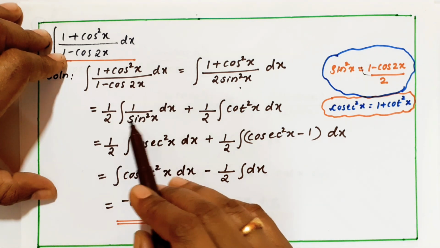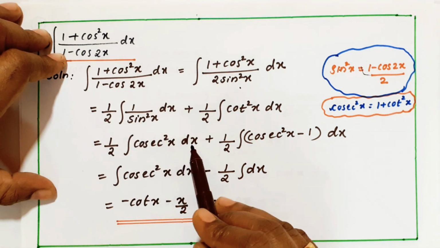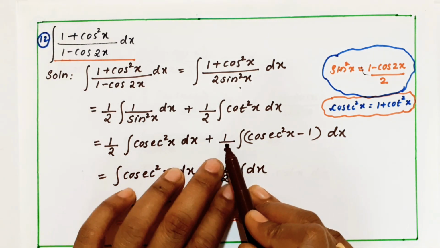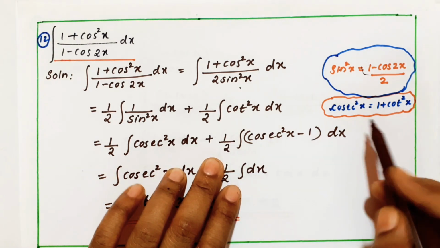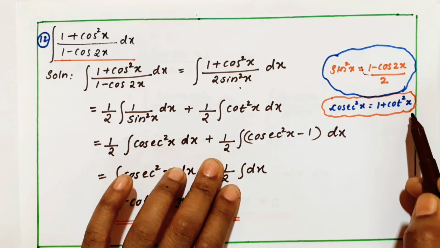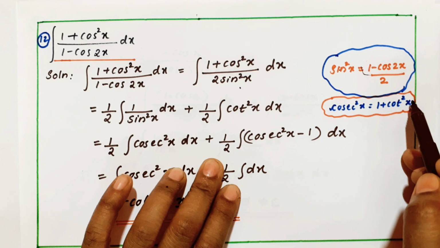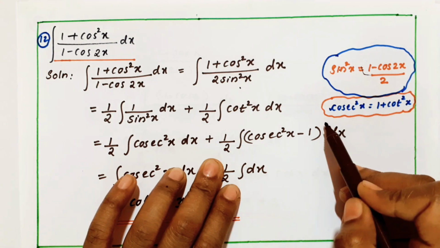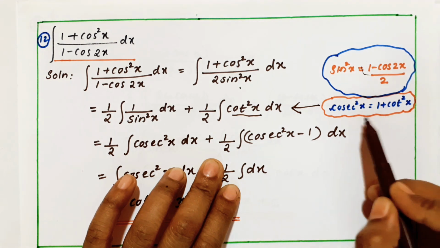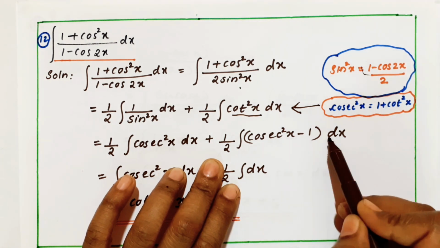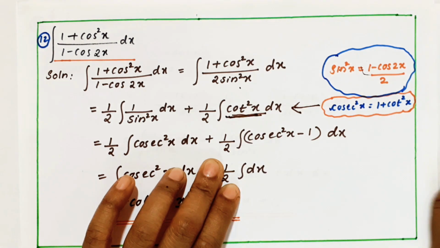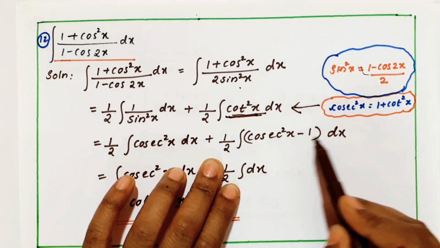Next step, 1 by 2. What is 1 by sin square x? Cosec square x dx. Plus 1 by 2 into, remember another identity. What is cosec square x? It is 1 plus cot square x. So cot square x I can write as cosec square x minus 1. What we are doing? This cot square x I am changing in terms of cosec square x minus 1 dx. I changed this cot square x as cosec square x minus 1 dx.